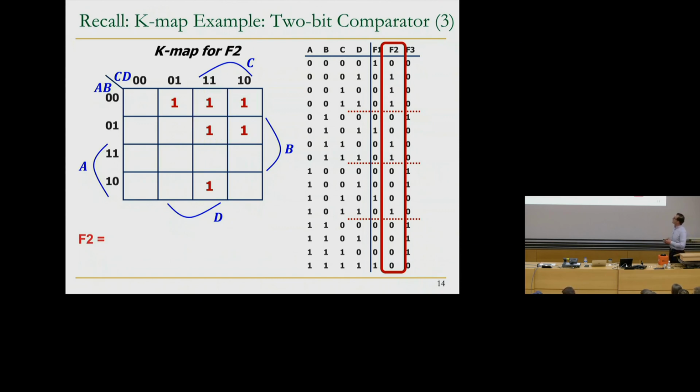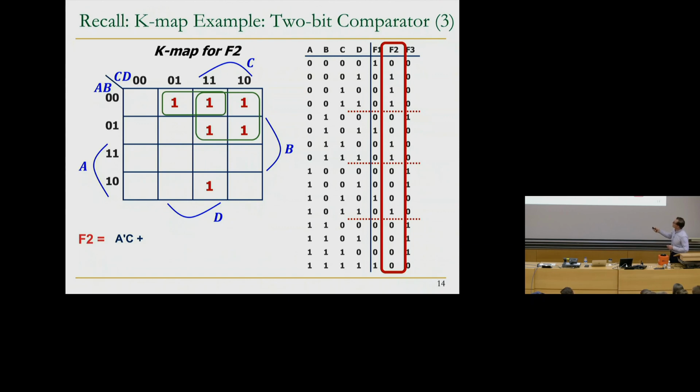Now we do the minimization. How do we do the minimization? Start with the largest circle that contains the most number of ones, that is a power of 2. That's that circle, and as we discussed yesterday, that's A prime C. A prime is true here, C is true here. Then you go to the next one.